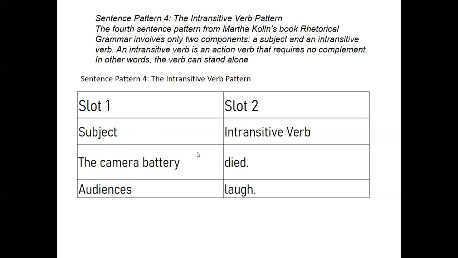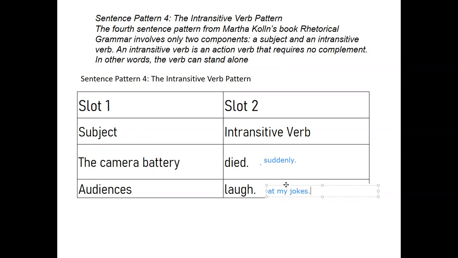So therefore, the sentence pattern allows you to construct brief sentences, then expand upon them by adding details in the form of adverbials. The point here is, for example, I add died suddenly, or suddenly, laugh at their joke, my joke. Audiences laugh at my jokes.